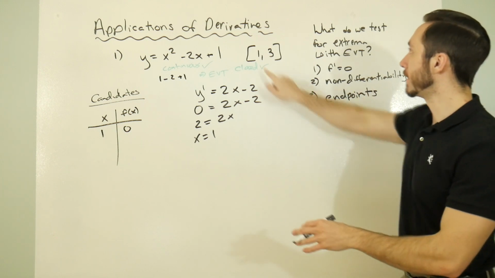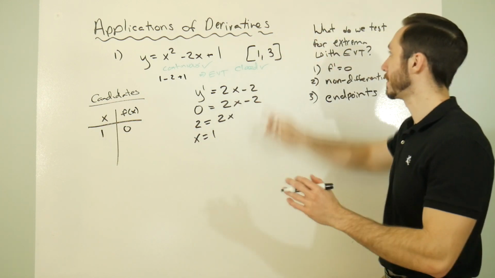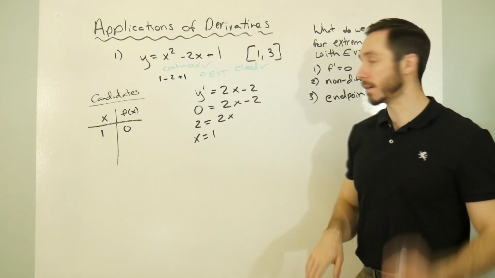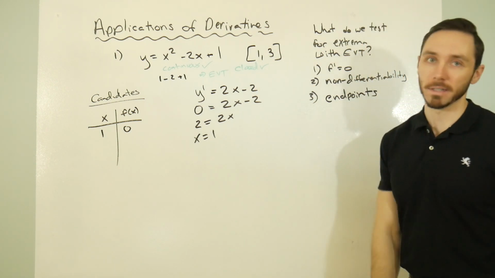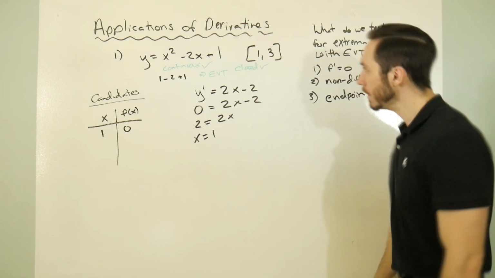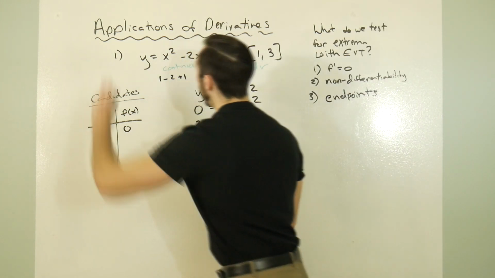If we consider the endpoints, we actually lucked out. 1 was already one of them. So it just so happens that the x value of 1 is both a moment where your derivative is 0 and is an endpoint for this particular problem. It won't always be that case. All right, what else? The other endpoint is 3, so I have to consider that as well.